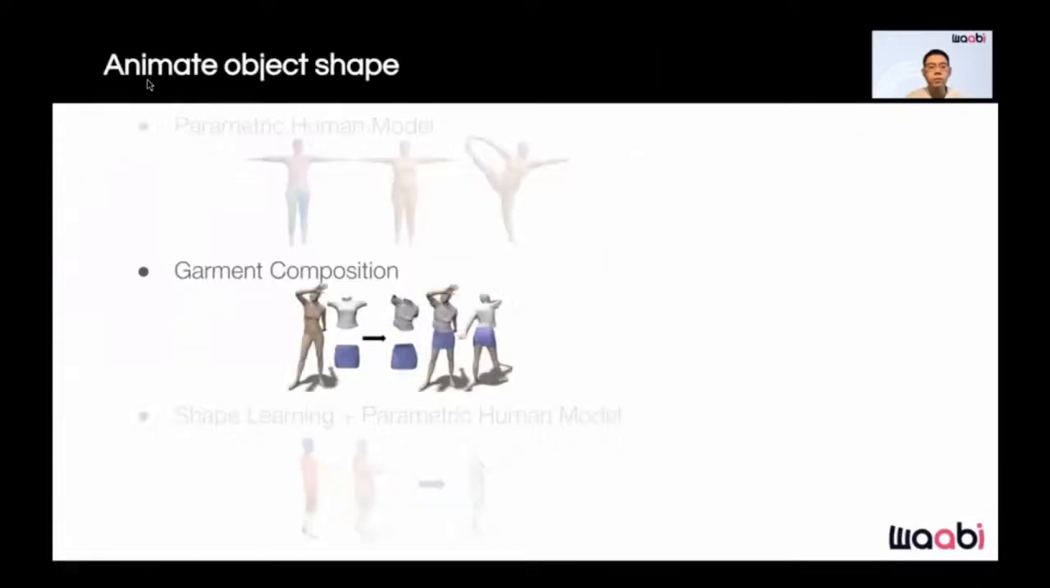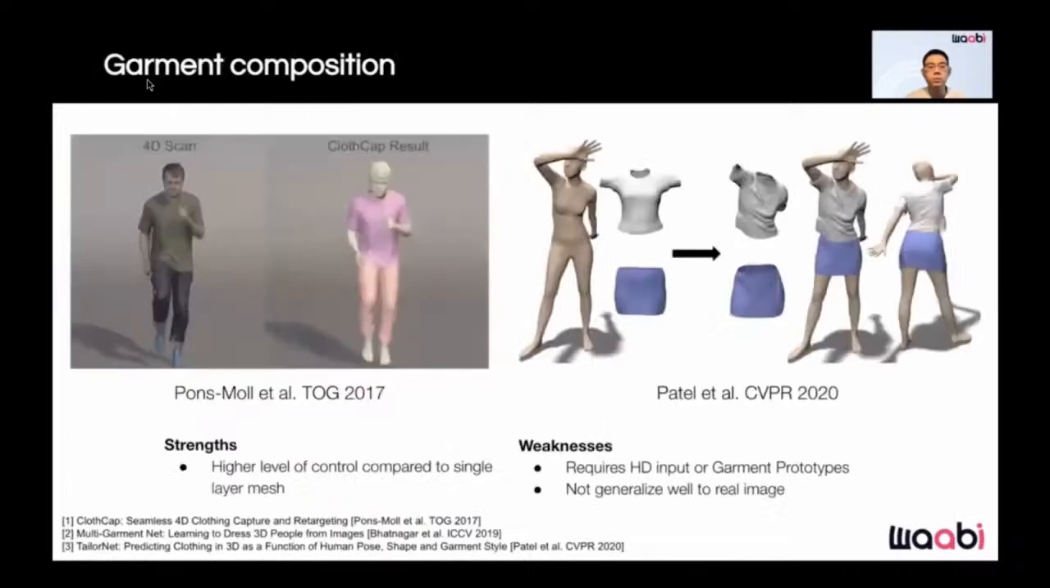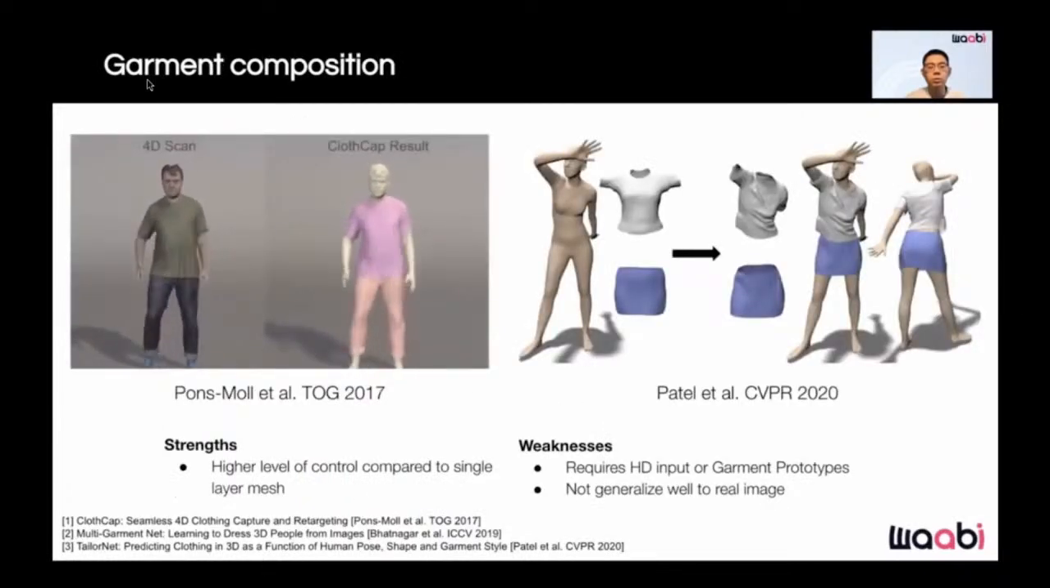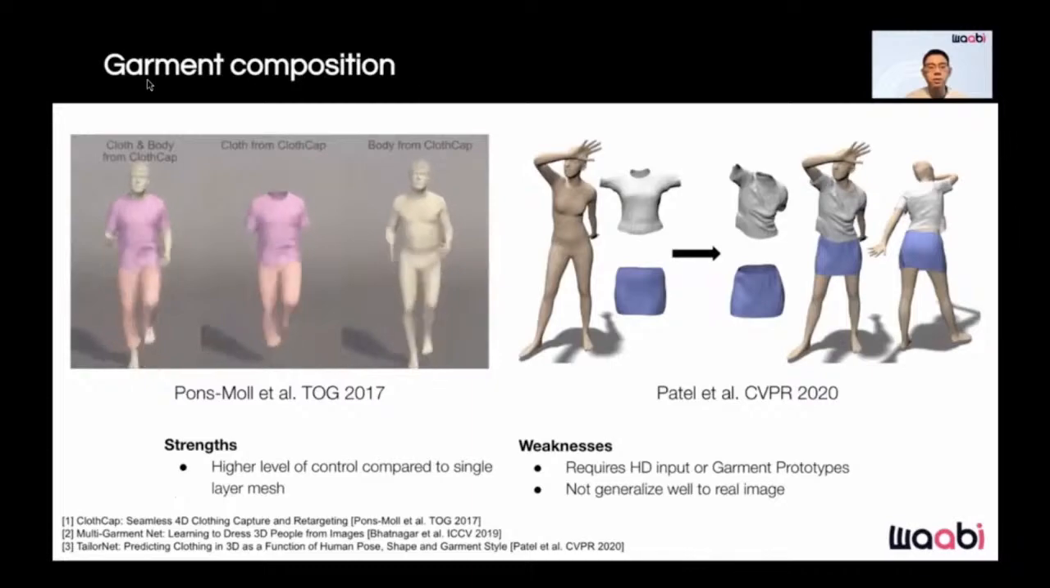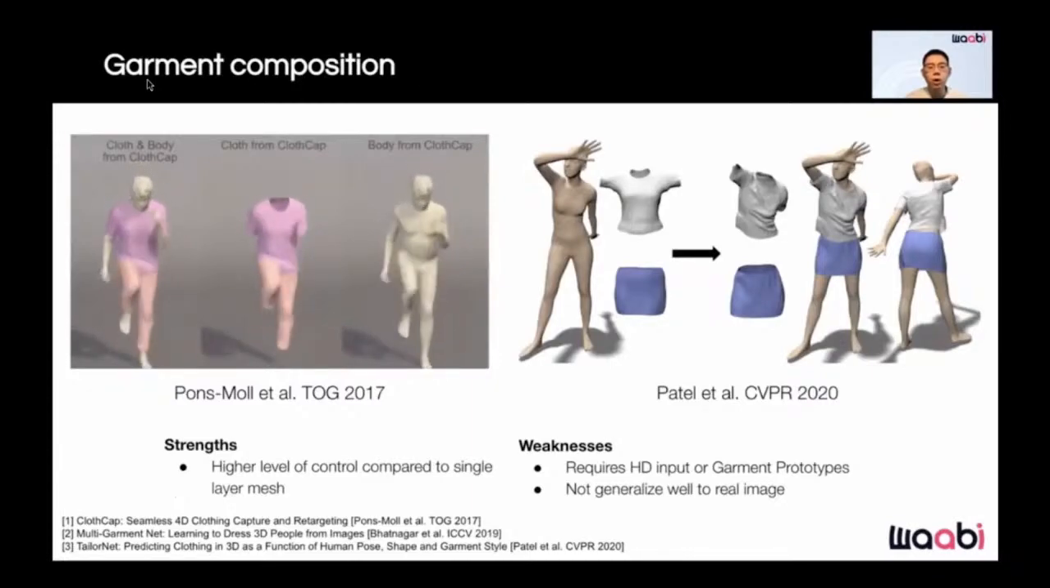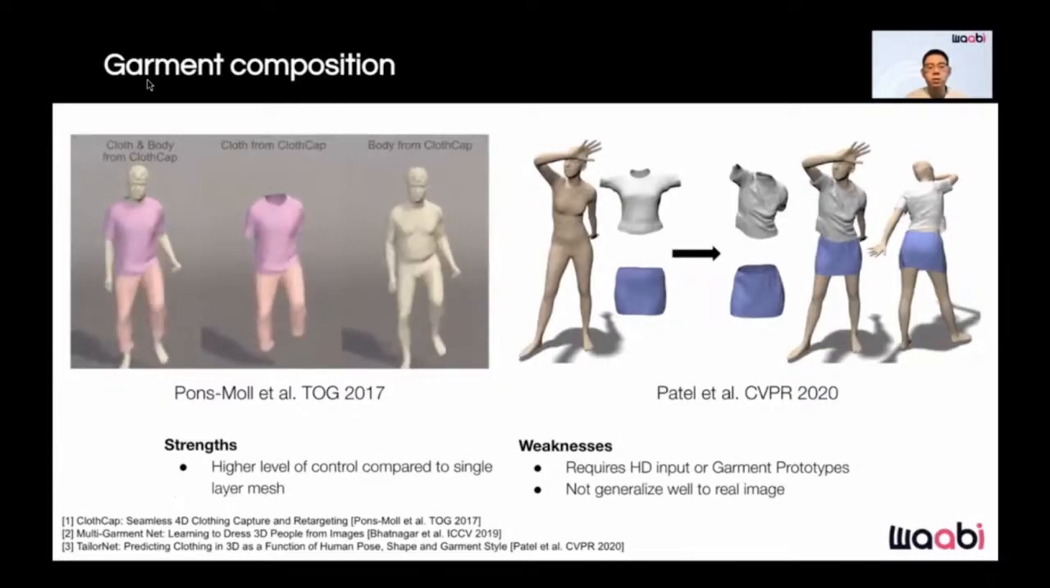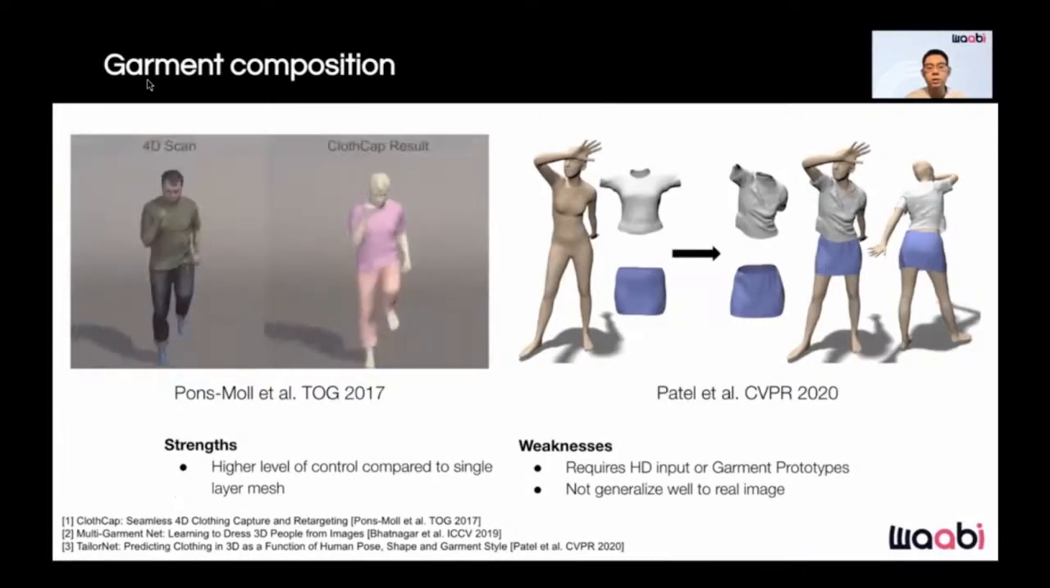The garment composition approach extends the SMPL shape space to model clothed humans. They usually learn a garment layer on top of the parametric human model. This approach usually has a higher level of control compared to reconstructing a single-layer mesh. However, they require high-definition input scans or some garment prototypes, and the methods cannot generalize to real images.